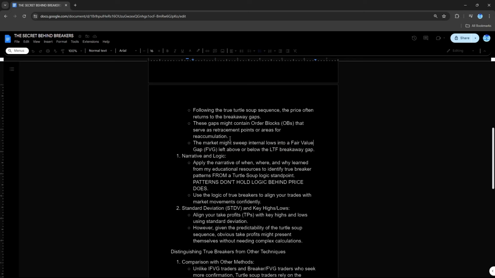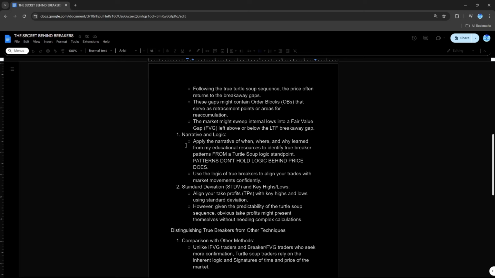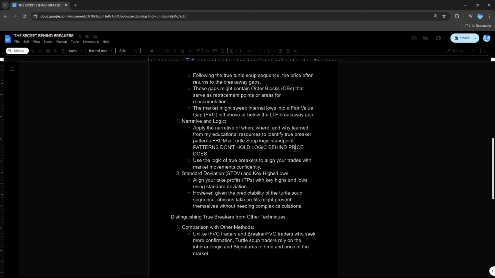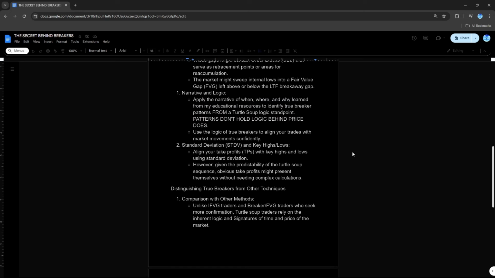That was probably confusing, right? But the other parts I feel like I explained well. This is our big key point, applying narrative of when, why, and where, learned from the educational resources that I've posted on here a million times, to identify true breakers, not patterns, but just to identify the true breaker, and it usually shows itself in a pattern that is very high probability from a turtle soup standpoint, however you want to say it, right? Patterns don't hold the logic, behind price does, and whatever time is involved with that price.